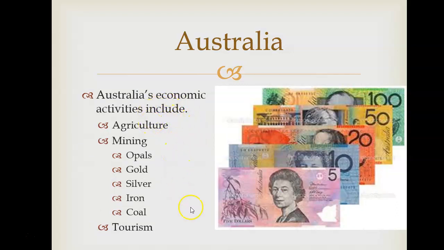Here are some of the different economic activities. You can see here on their money is Queen Elizabeth, and that's because Australia was colonized by the British and they still actually recognize the Queen as their head of state.